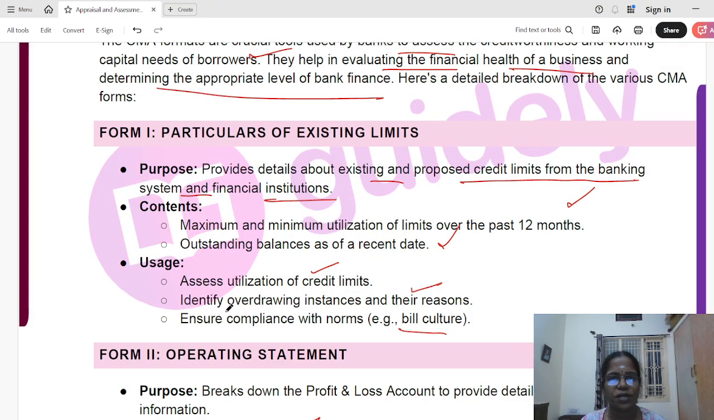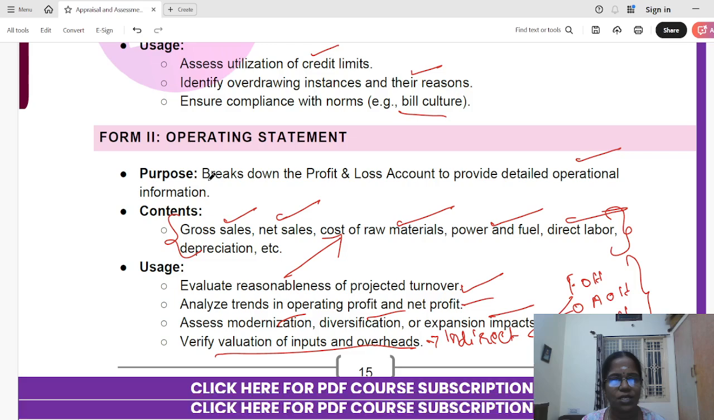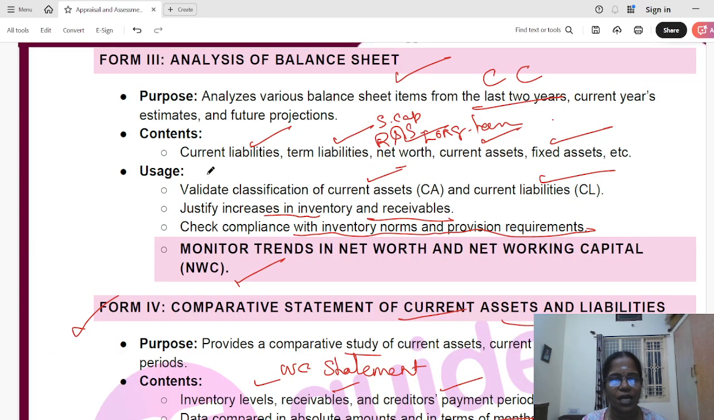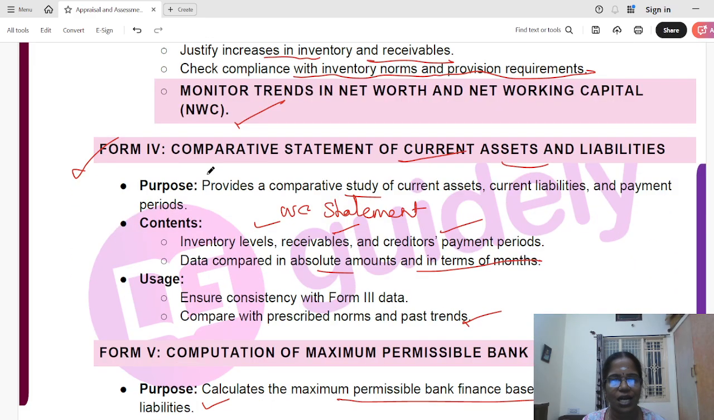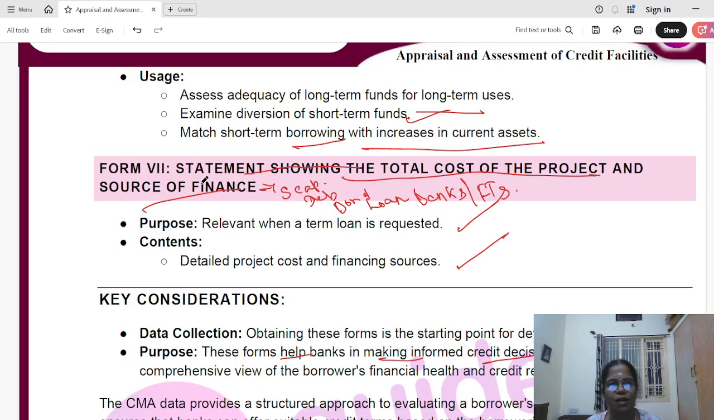So form 1 is the particulars of the existing limit. அவங்களோட existing limit ஓட particulars. Form 2 is the operating statement. Form 3, analysis of balance sheet. Form 4 is comparative statement of current asset and current liability. Form 5 is computation of maximum permissible bank finance. Form 6 is fund flow statement, and finally they have to check with the total cost of the project and the source of finance statement.